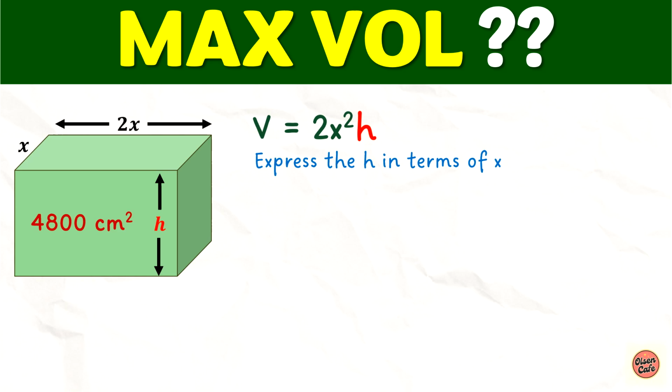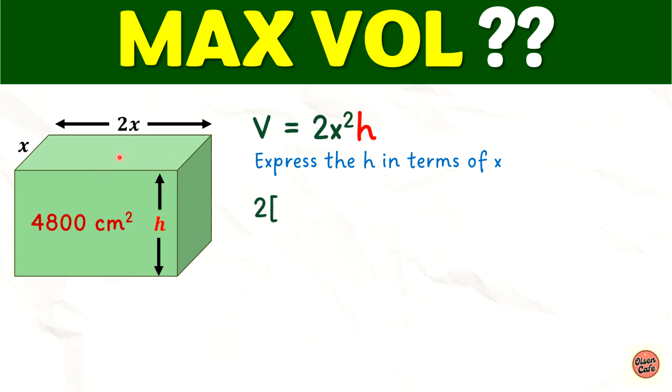So what we do have is, it is given that the surface area is equal to 4,800 centimeters squared. So let us form an equation using this information. To find surface area, as we can see from this rectangular box, for each surface there are two of such. So therefore, we are going to start off with 2 times the surfaces that we can see here.